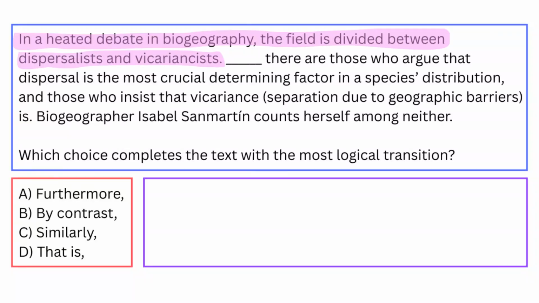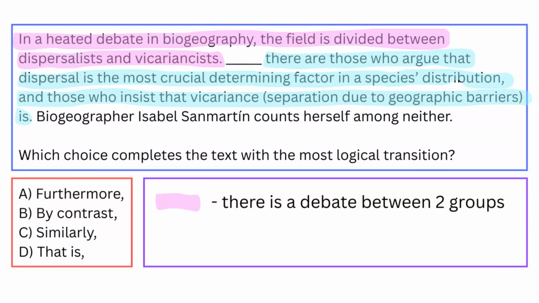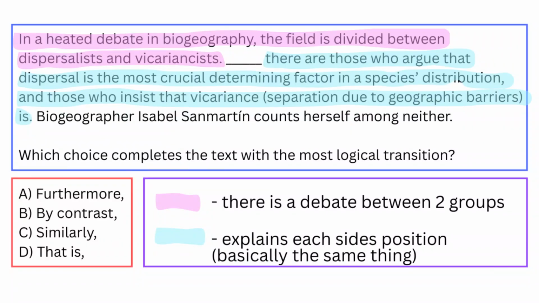So I'm going to start off by reading the first sentence, and it's just telling us that there's a field that's divided in two groups. The first group is the dispersalists, and the second group is the vicarianists. And then the second sentence is just explaining what the dispersal beliefs are and then what the vicariance beliefs are. So it's basically just saying the same thing again. Now let's go through the answer choices and choose the best one.